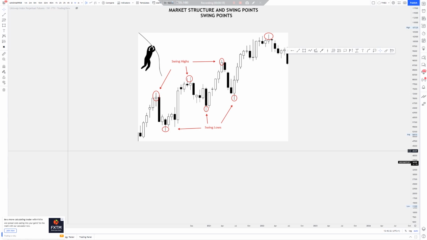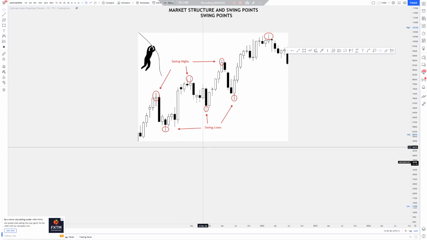Now, I want you to understand we have two basic types of swing points. We have the swing high and the swing low, and on the charts you can see a diagram which shows you the swing high and the swing low. Now, what is a swing high?